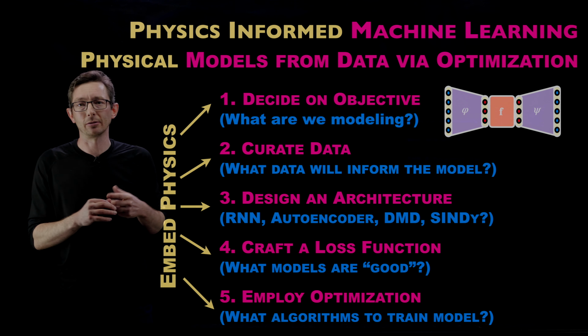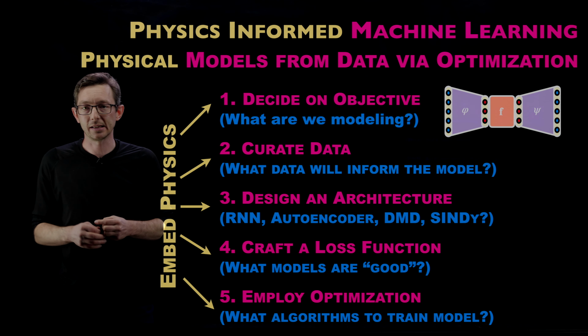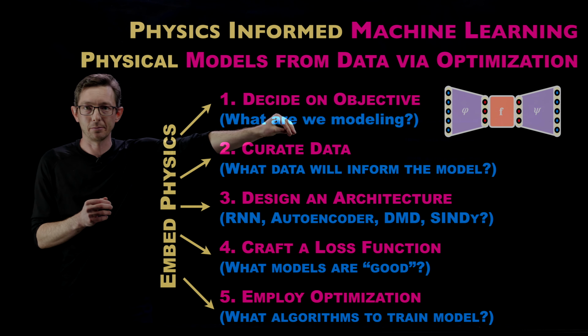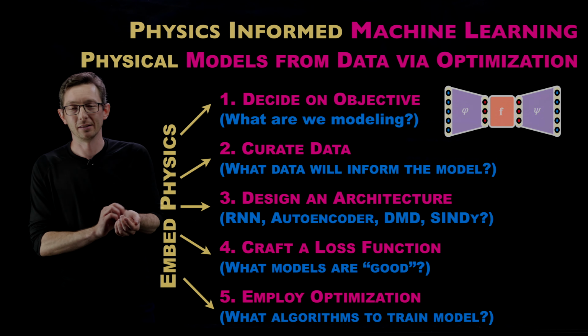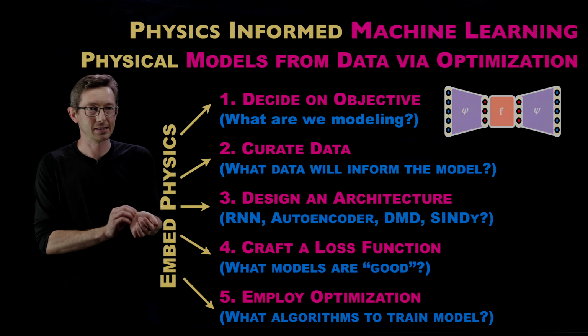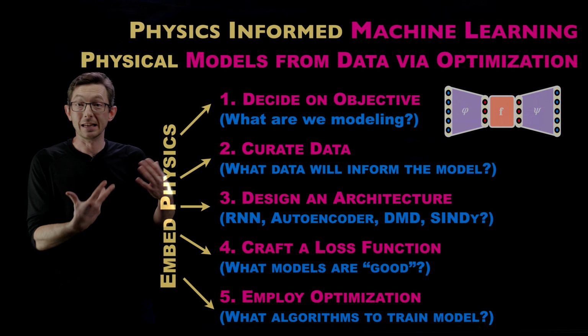Deciding on an objective is probably the easiest way to embed physics. I'm just going to decide to model a physical system. If I'm modeling the trajectories of cannonballs, I'm already modeling a physical system. So that's physics modeling in its simplest case. Oftentimes, I try to model differential equations, x dot equals f of x. And that inherently has some kind of physicality because you're dealing with time series data that has rules according to a dynamical system.